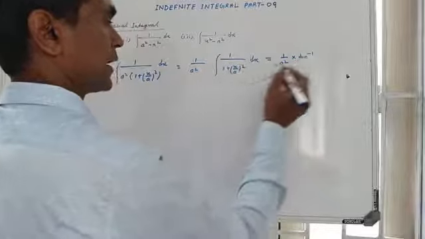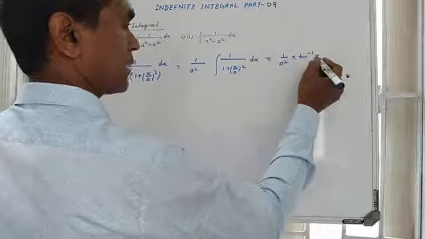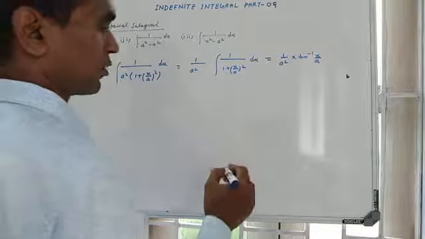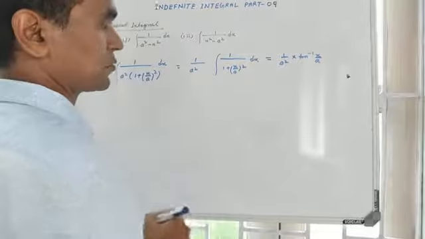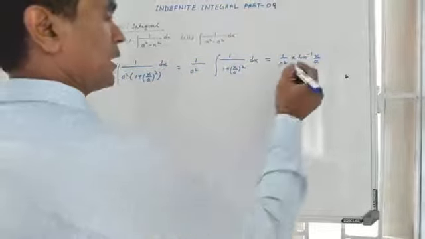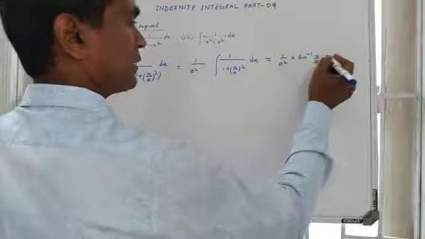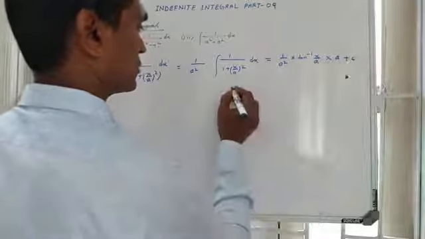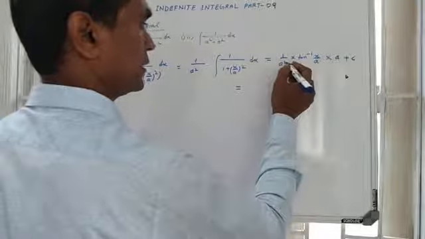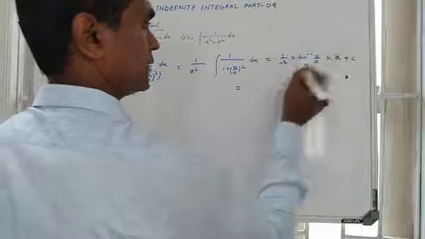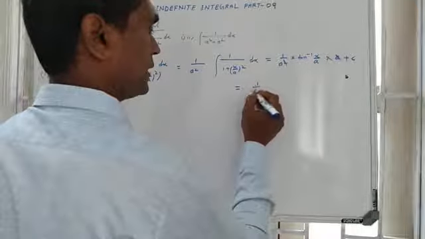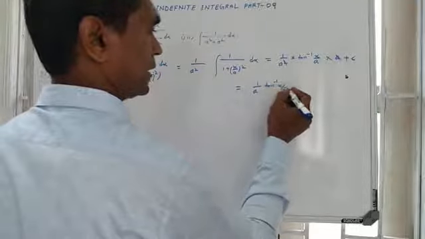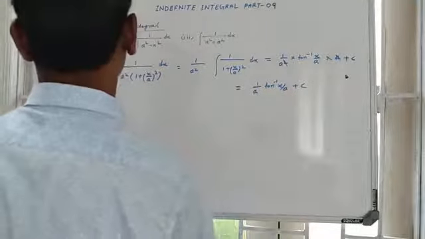So x is here x by a, and we divide by the coefficient of x. The coefficient of x is 1 by a, so dividing by 1 by a means multiplying by a, plus c. So finally this will cancel and we get 1 by a tan inverse x by a plus c.